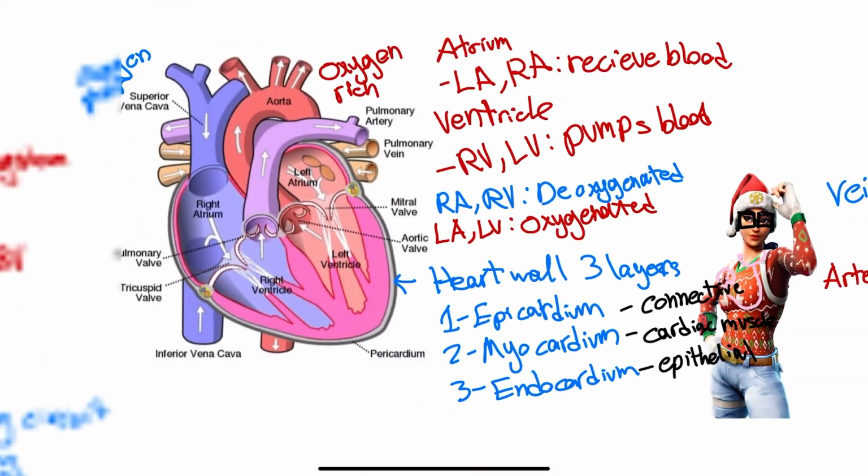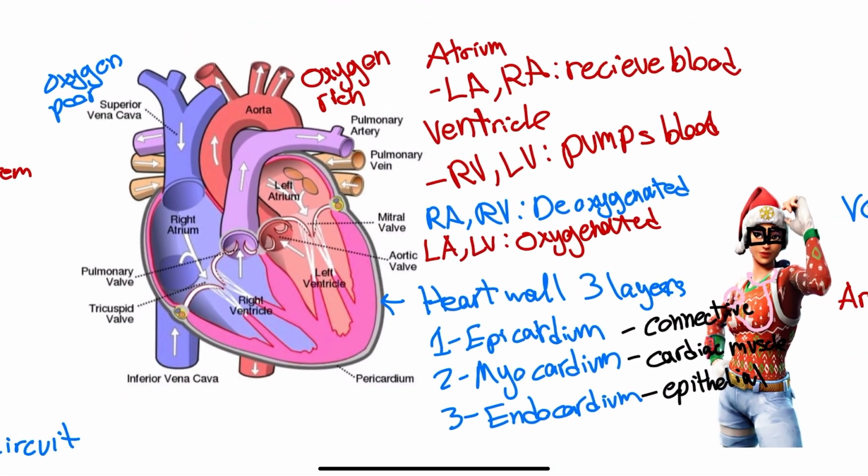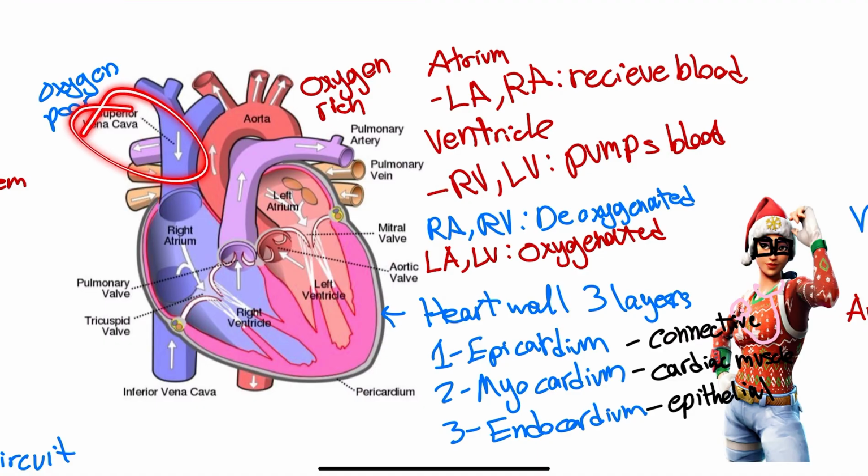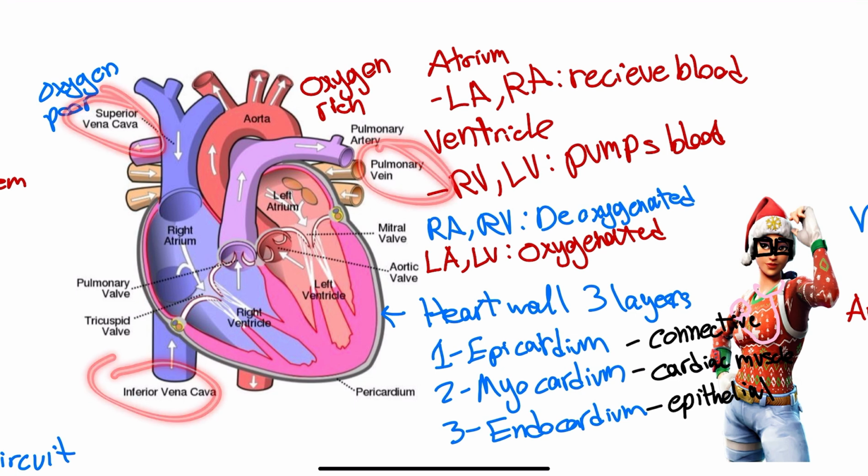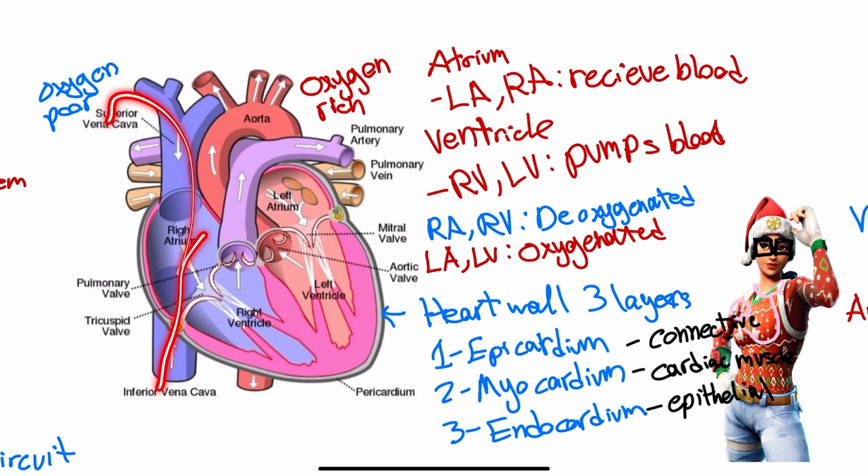Back to our diagram. So, this is a vein. This is a vein. This is a vein. This is an artery. And this is an artery. This is an artery. Okay? So we said that the veins bring deoxygenated blood towards the heart. Correct? That's what the vena cava are doing. So we have our superior vena cava, which is going to be at the top, and our inferior vena cava, which is going to be at the bottom.